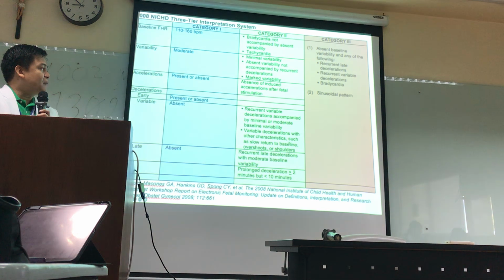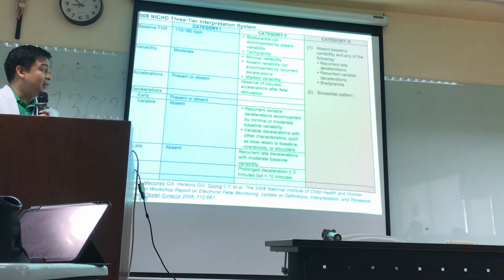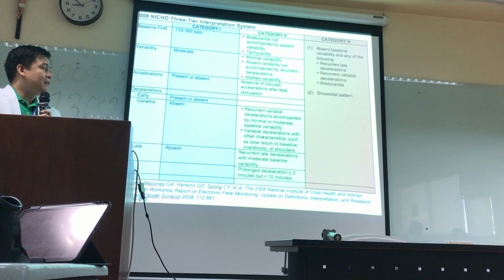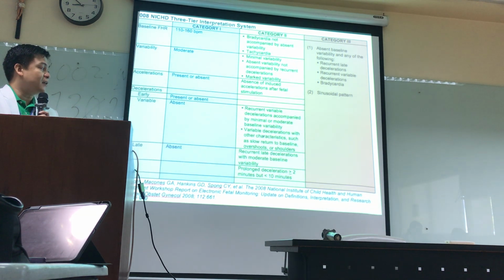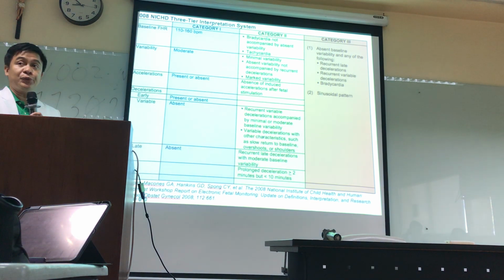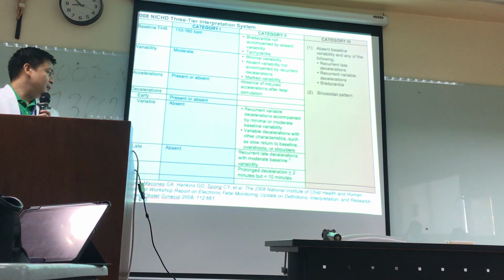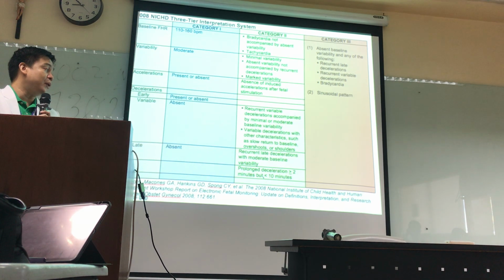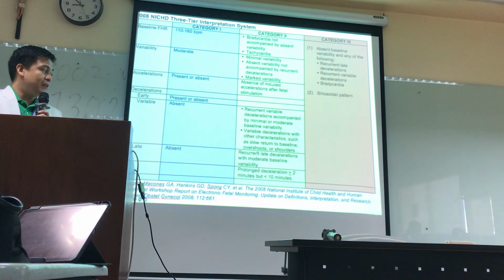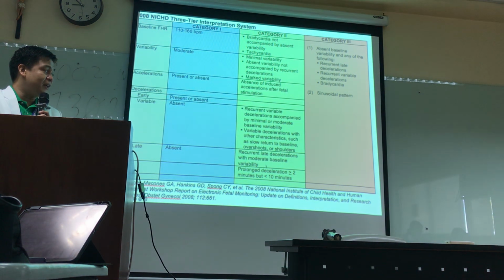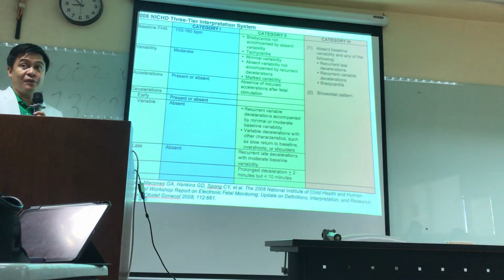If there's recurrent variable decelerations accompanied by minimal or moderate baseline variability and variable decelerations with other characteristics such as slow return to baseline, overshoots, or shoulders. You can also have category 2 if you have recurrent late decelerations with moderate baseline variability. No? So, pwede pa rin magkaroon ng late decelerations but maganda pa rin yung variability.